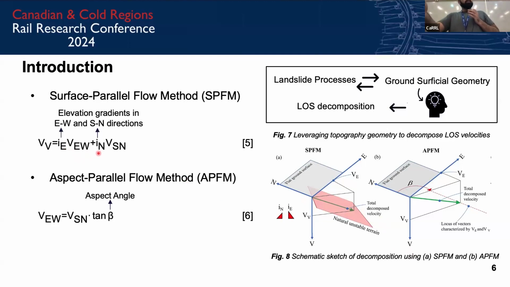The second one that we looked at is the aspect parallel flow method, which establishes the relationship between only the horizontal components, east-west and south-north components of the velocity, so the total velocity follows the slope's aspect angle.